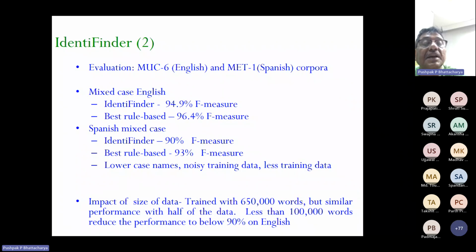What is mixed case? Mixed case is where the raw corpus is not normalized. Okay, all capitals are not turned into small letters, which I think you have done in the case of a POS tagging assignment. Impact of the size of the data: trained with 650,000 words, but with half of the data, similar performance. Less than 100,000 words reduces the performance to below 90% in English.